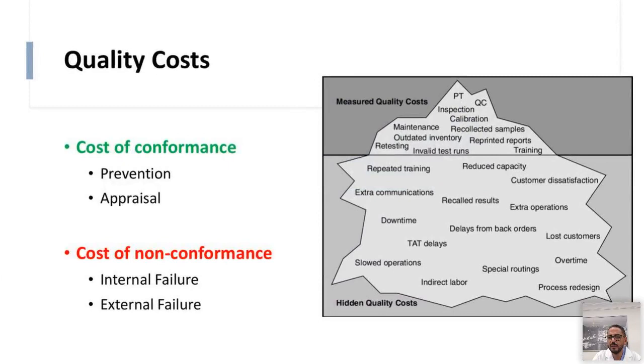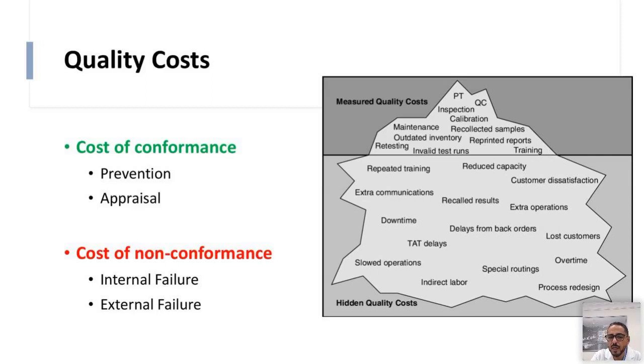We know that quality has its costs, and there is the cost of conformance, which you really want to look at and carefully spend much of your resources on. And then there is the cost of non-conformance, which is basically the bottom of the iceberg. The measured quality cost is just the tip of the iceberg: the PT price, quality control, how much you pay for inspection and maintenance, your work on policies, and how much you spend training your staff.